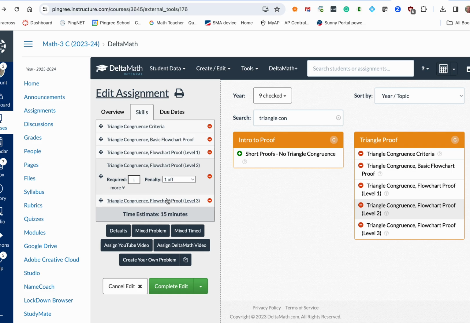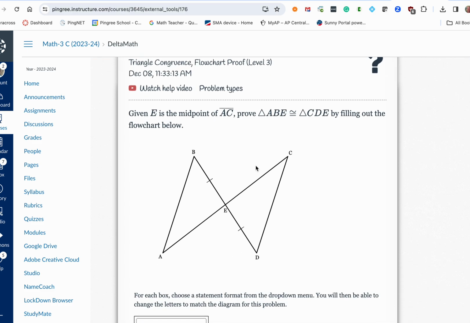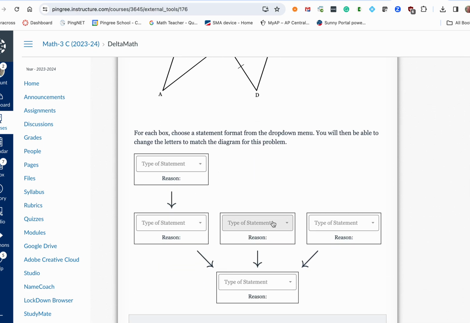And then you'll see this last one, level 3, vertical angles, and there'll be midpoints, and there'll be chances for you to fill in. Just fill them in as I said. Okay, hopefully that gives you a little hint.